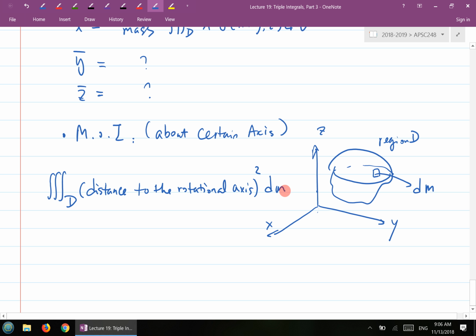Then you add them all up, and you get the total moment of inertia of the whole object with respect to the axis. And dm is equal to the density function times dV at that location. If you have a small cube here representing volume, then dm equals the density times dV. So I can replace the dm with the density function times dV. That's the general formula for moment of inertia with respect to a certain axis.